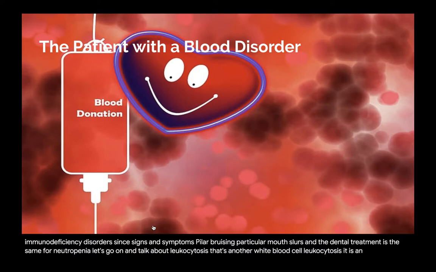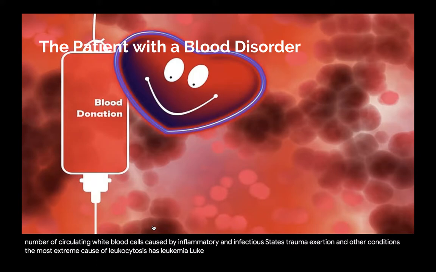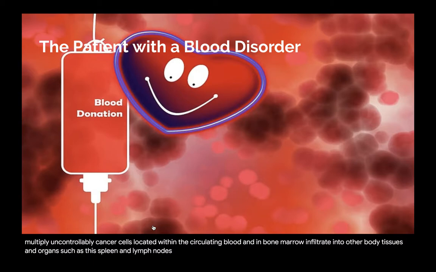Leukocytosis is an increase in the number of circulating white blood cells caused by inflammatory and infectious states, trauma, exertion, and other conditions. The most extreme cause of leukocytosis is leukemia. Leukemias are malignant neoplasms of immature white blood cells that multiply uncontrollably. Cancer cells located within the circulating blood and in bone marrow infiltrate into other body tissues and organs such as the spleen and lymph nodes.